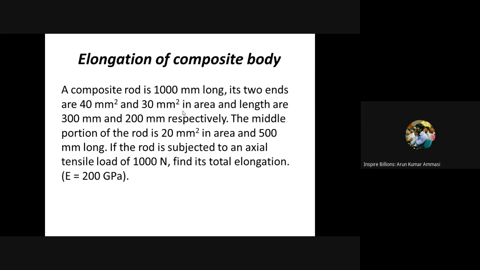So this is given as a composite bar, one of the practice problems or tutorial problems. This composite rod is 1000 mm long, with the two ends 40 millimeter square and 30 millimeter square. You need to understand it has two different cross-sectional areas, because the load applied is not transferred through a uniform cross-sectional area, and even the length is different. One section is 300 mm long, the other section is 200 mm long, and the middle portion of the rod is 20 mm square and 500 mm long. So there are three cross-sections, and this is the actual assembly.